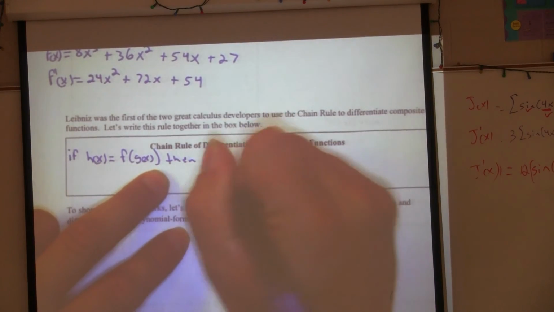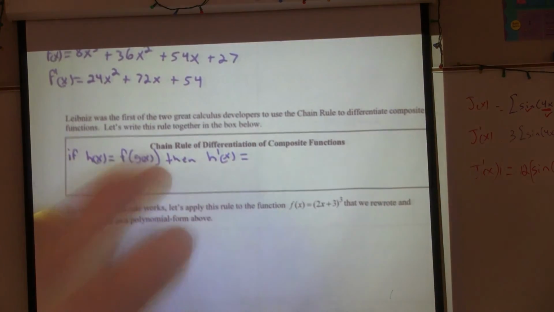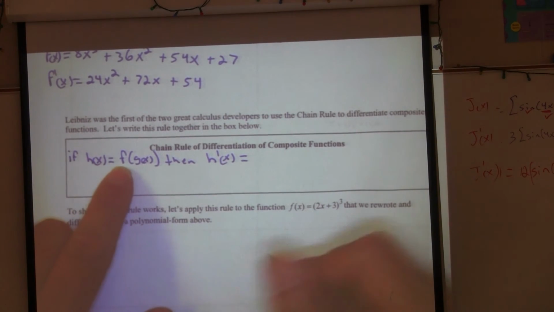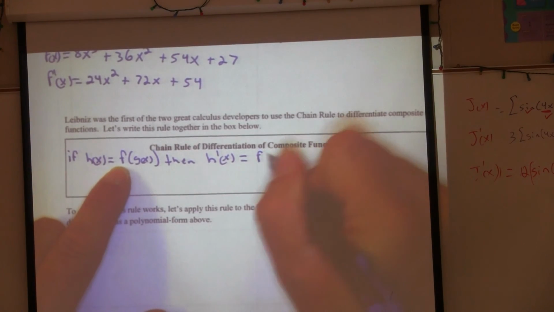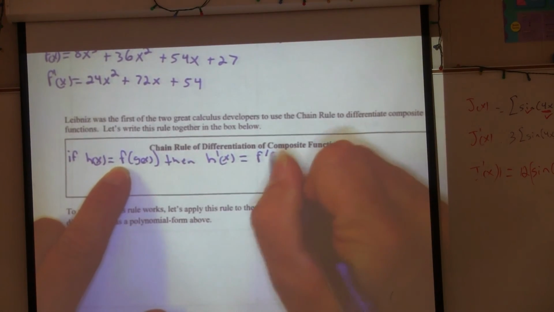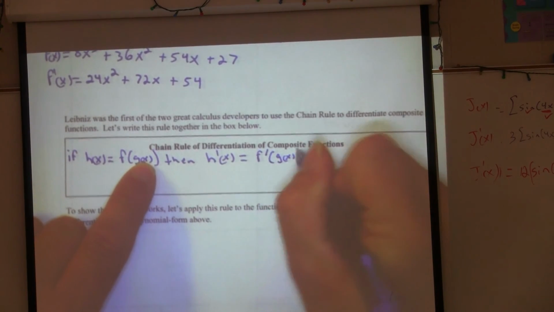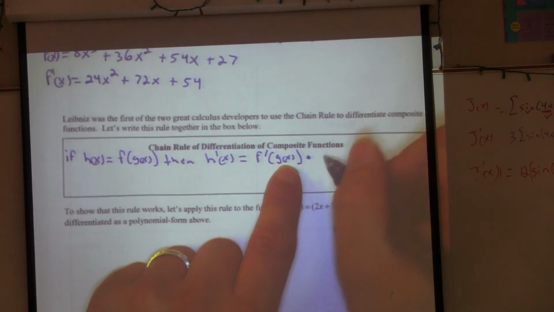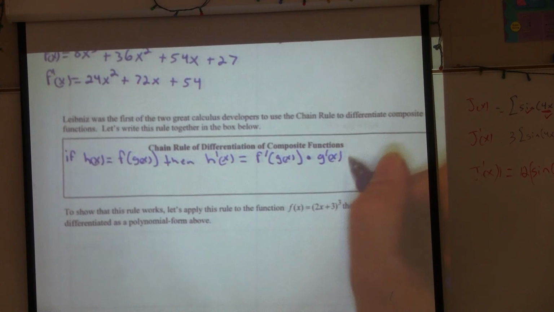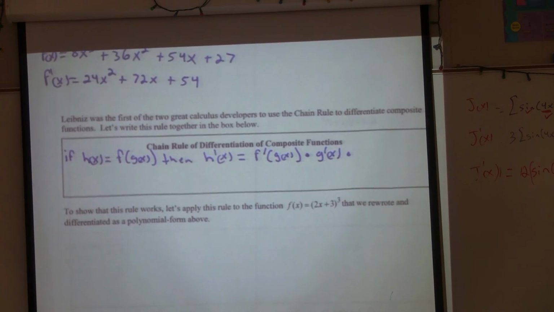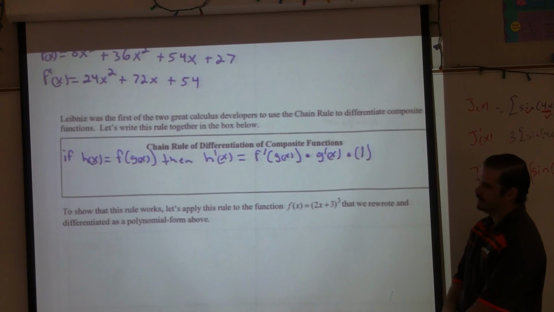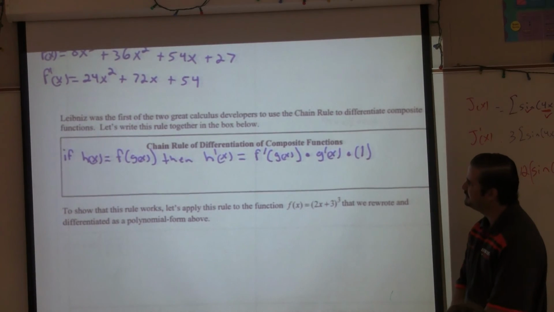Then the derivative of h would equal what? What do I have to get the derivative of first? The outer layer, which would be f prime. Do I change anything in the guts? No. Times the derivative of the inner layer, which would be g prime of x, times the derivative of the next inner layer, which is x, which is 1. Do we understand?